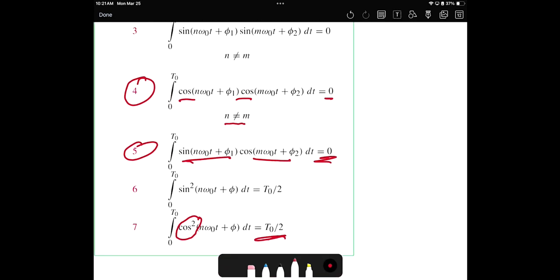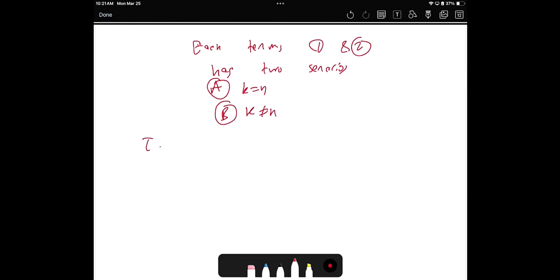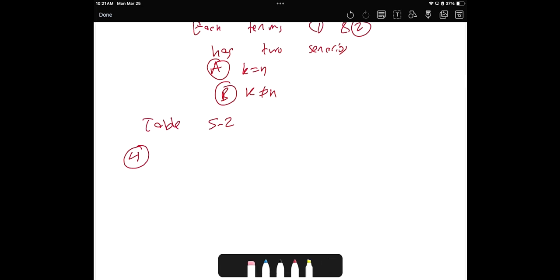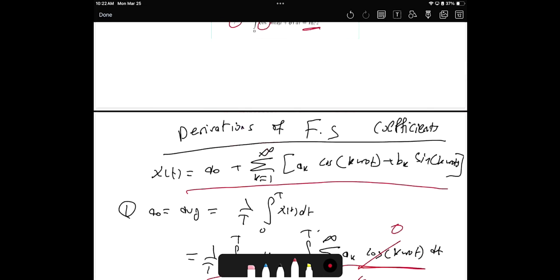So based on properties 4, 5, and 7, we can say, from table 5.2, property number 4, I would say like the case. Case number 1, part A, when k equals n, this yields cosine squared n omega naught t. So using property number, what was the property number 7?